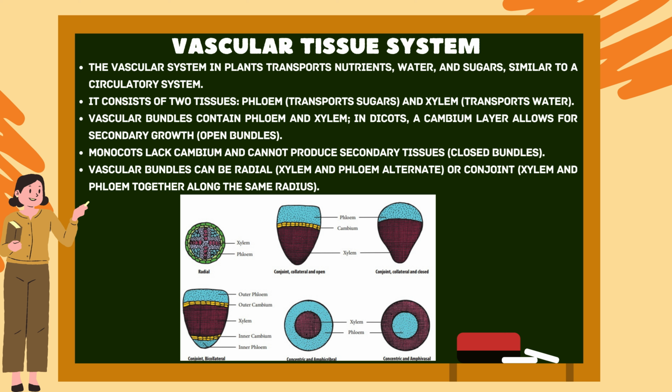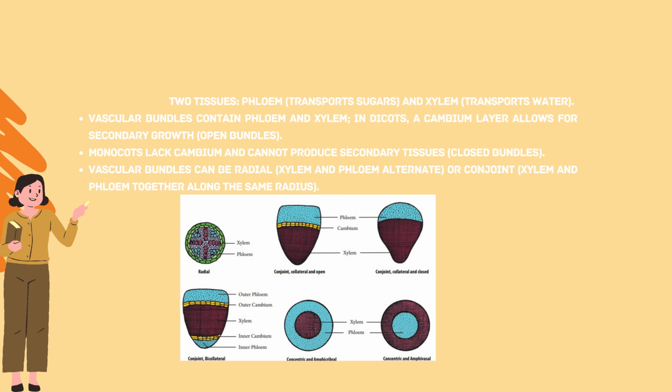But in monocotyledons, there is no cambium present, so they can't produce secondary tissues. These bundles are called closed. When you look inside the vascular bundle, you might see different arrangements. In radial bundles, the xylem and the phloem alternate along different radii like in roots, but in conjoint bundles, they are grouped together around the same radius.